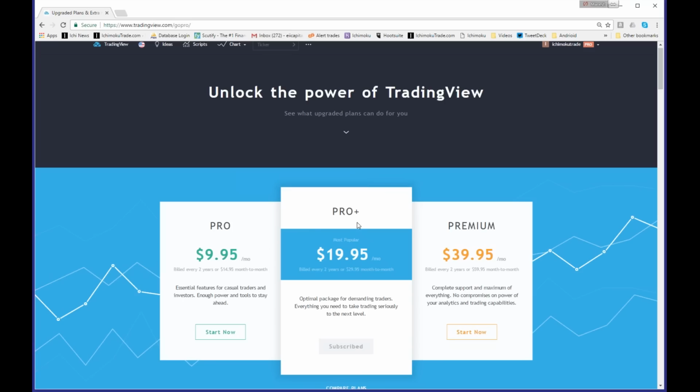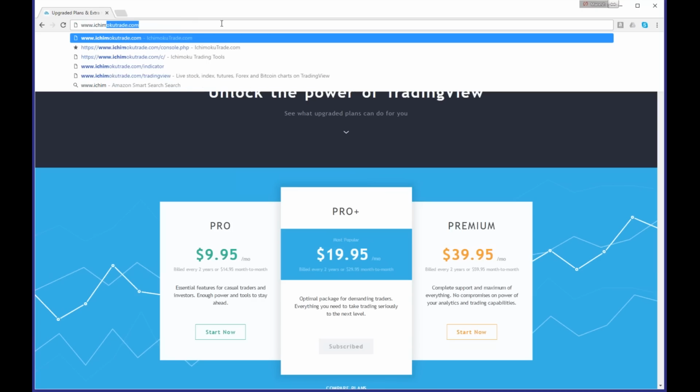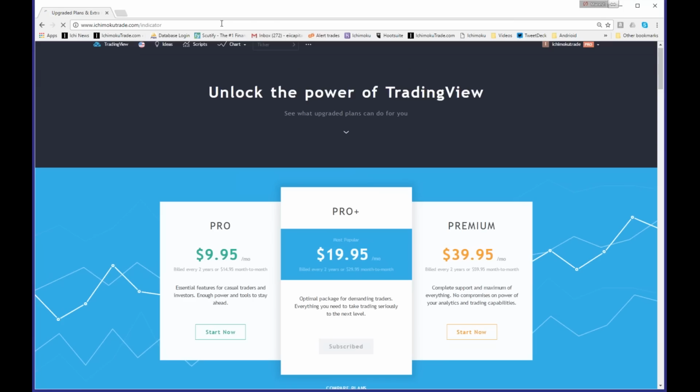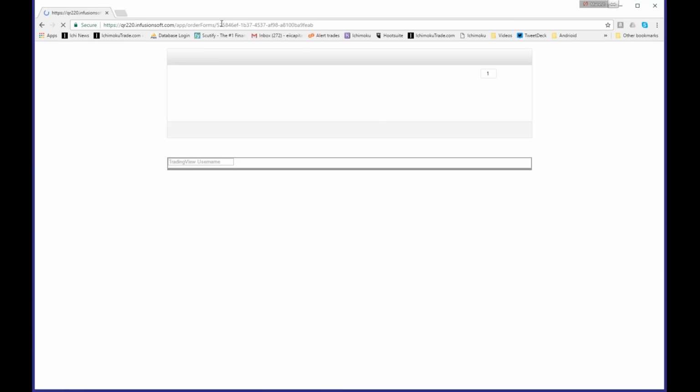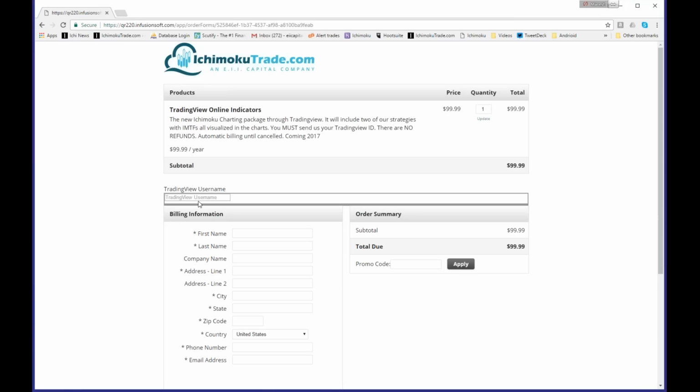Okay, once you go through and sign up for TradingView and you have your TradingView ID, then what you could do is purchase this indicator by going to ichimokutrade.com/indicator, and it'll take you to our order form here. Okay, in here, if you look at this field here, you have to put in your user ID here. Okay, if you don't put in your user ID there, then it's going to take us a while to activate you. So you need to make sure you do that there.